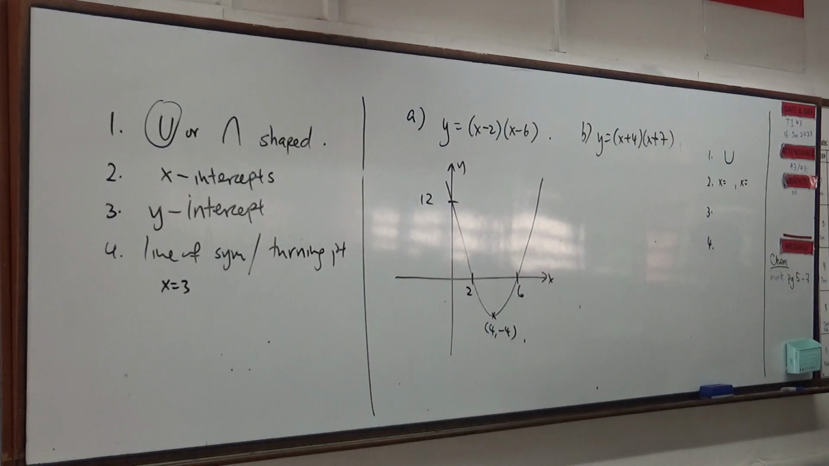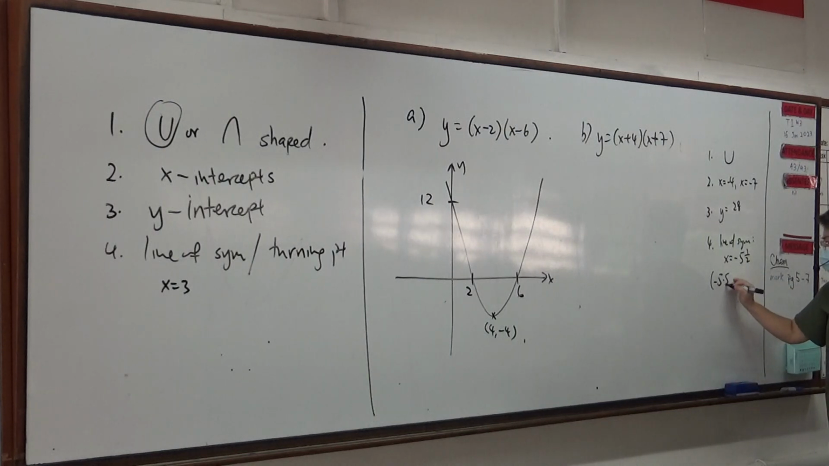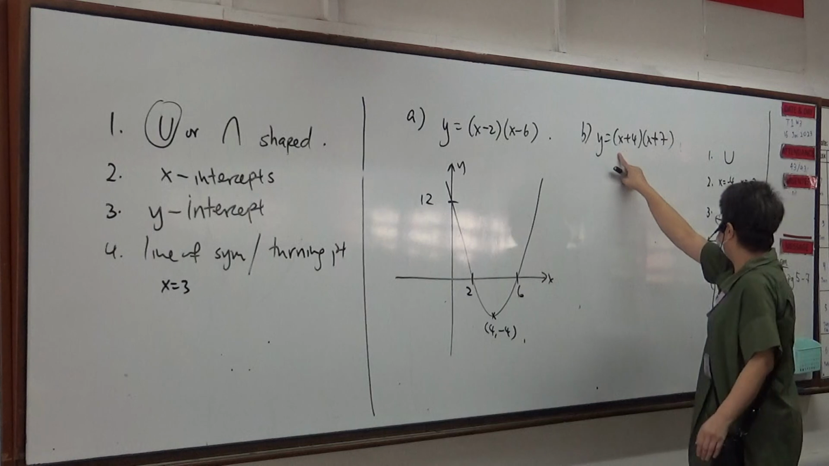x-intercept: negative 4 and negative 7. What is the y-intercept? 28. What is the line of symmetry? x equals what? Negative 11 over 2 is what? Negative what? 5.5, right? So what is the minimum point? That means you start at negative 5.5 here.